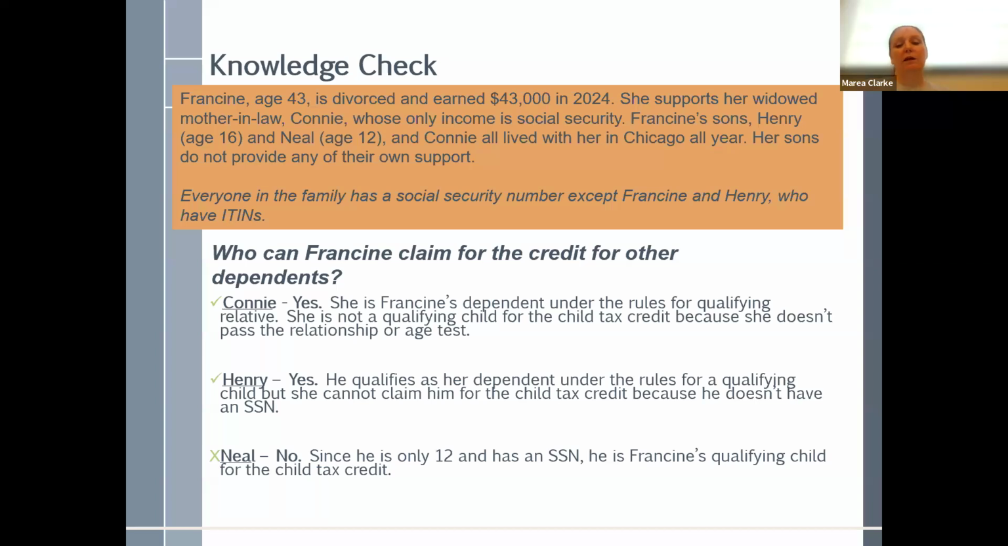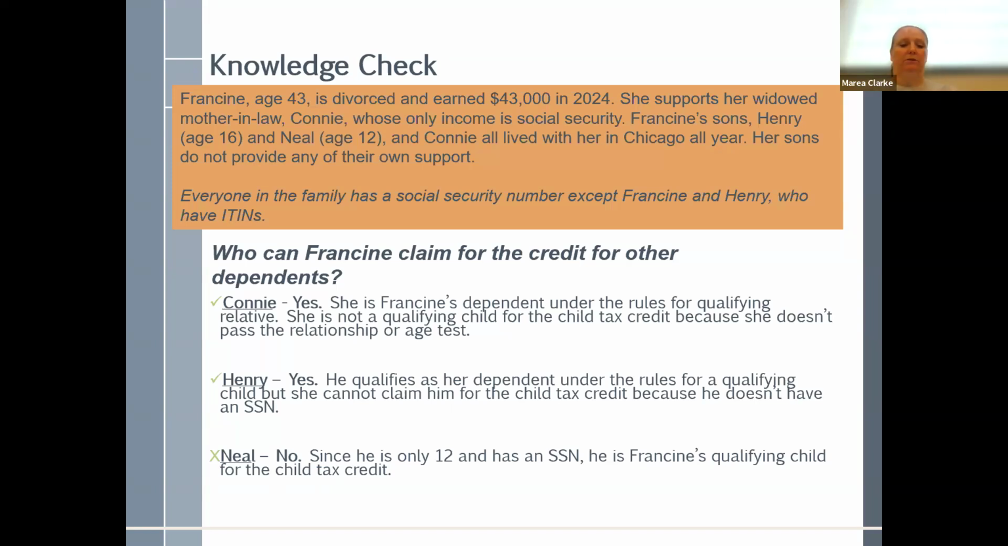So who can Francine claim for the credit for other dependents? She can claim Connie because she is her dependent under the rules for a qualifying relative. She's not a qualifying child because of the age and relationship tests. Henry, she can claim him because he qualifies as her dependent, and because he's an ITIN holder, not a Social Security holder, he's not eligible for the child tax credit. Neil can't be claimed for the credit for other dependents because he has a Social Security number. Francine has to claim him for the child tax credit.